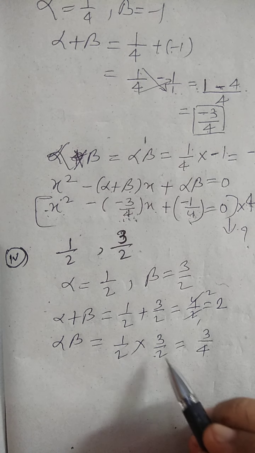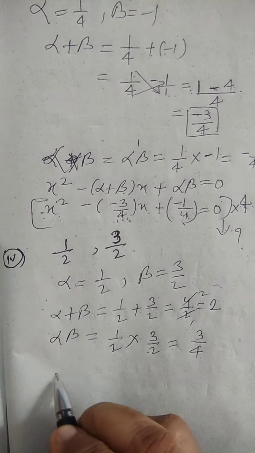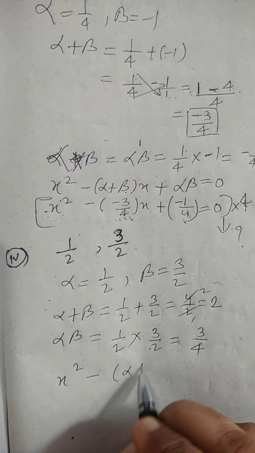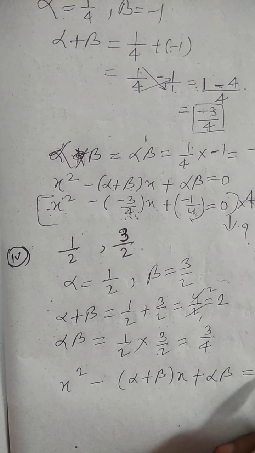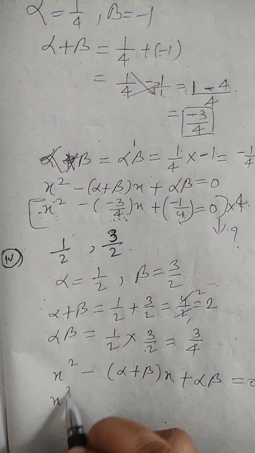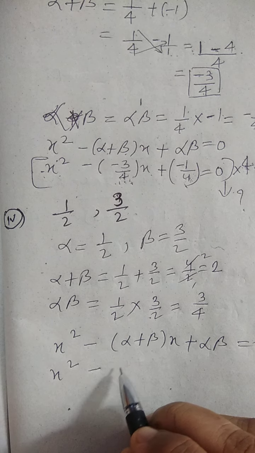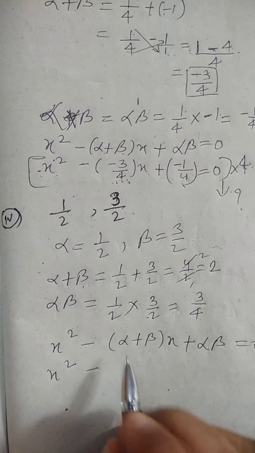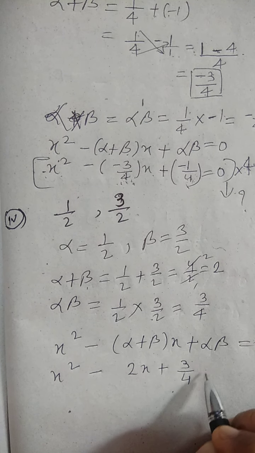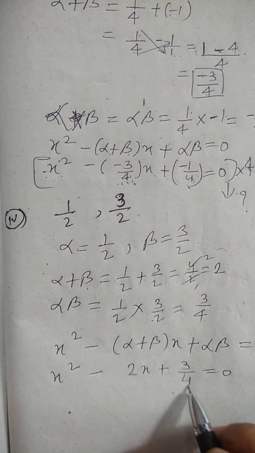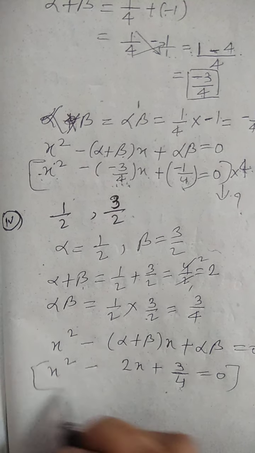Okay. Like this, you find alpha plus beta and alpha into beta first. After that, use the formula x square minus alpha plus beta x plus alpha beta equal to 0. So x square minus the alpha plus beta value we have calculated, that is 2x, plus alpha beta value 3 by 4 equal to 0. What to do now? This 4 we don't want as denominator, so multiply all the terms by 4.